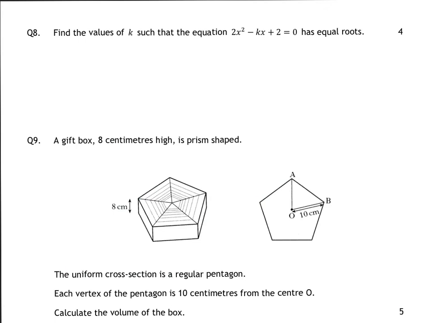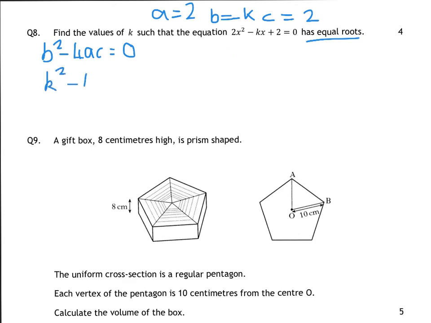Okay, next question says find the values of k so that this trinomial here has equal roots. So the minute you see that it has equal roots, then that means that b squared minus 4ac equals 0. So our a is the first number, our b isn't a number there, but there is a negative k in front of x. So your b is negative k and our c is 2. So b squared will be negative k squared, so that just becomes k squared, minus 4 times 2 times 2. So you've got k squared minus 16.